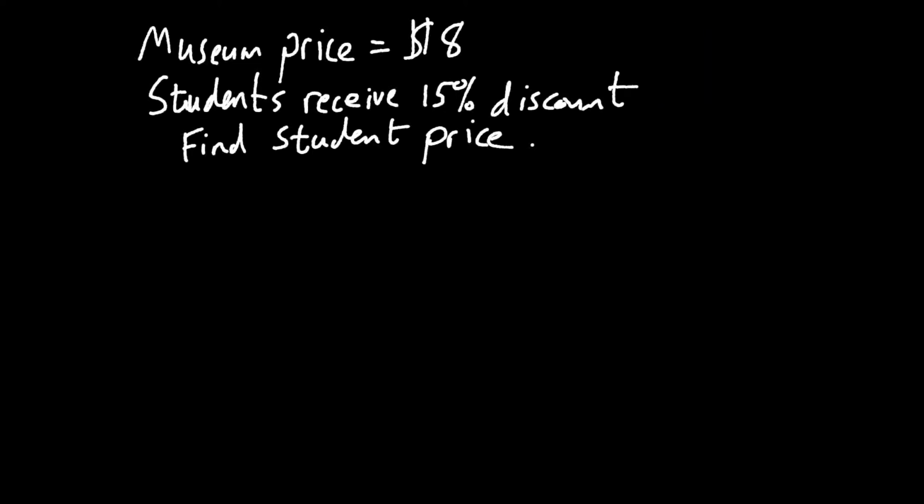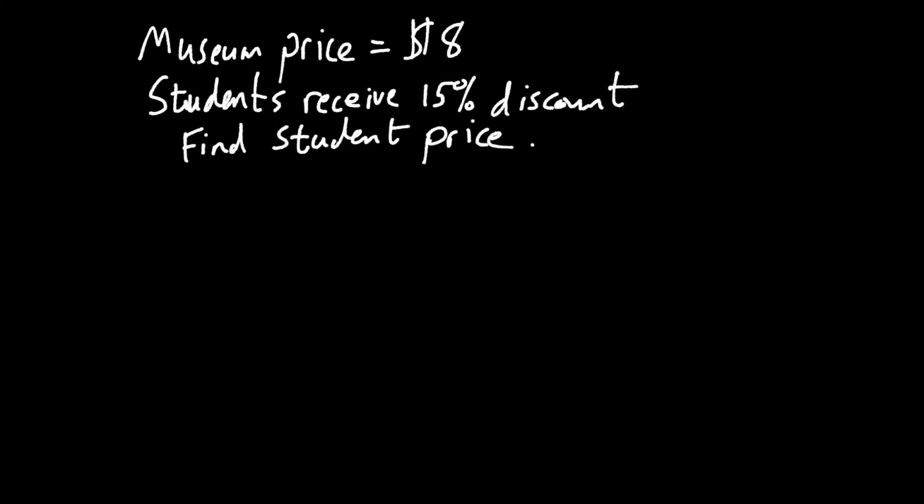So let's say we're going to the museum. General admission price for the museum is $8, but if you have a student ID and show that you are a student, you get an automatic 15% discount. And we want to figure out, well, what is the price a student would pay?